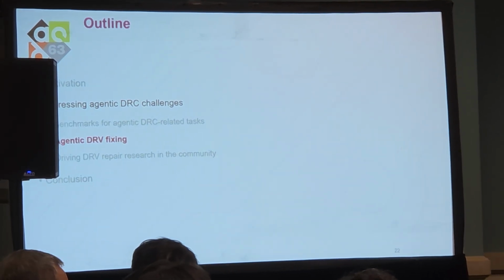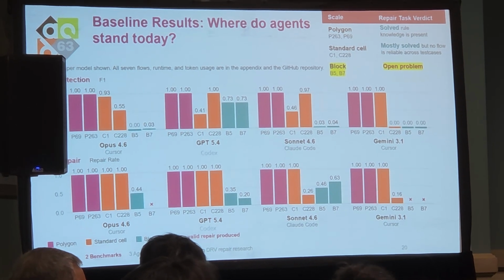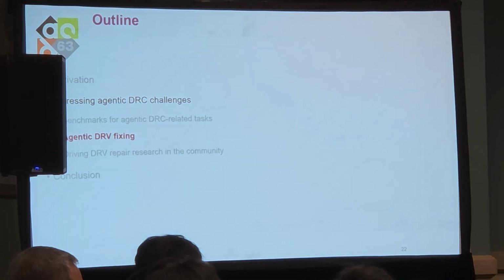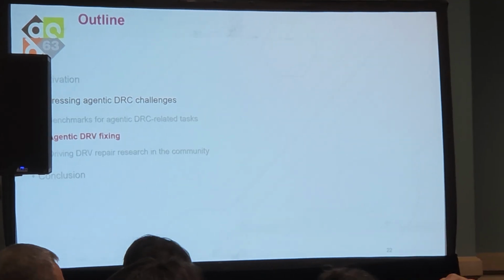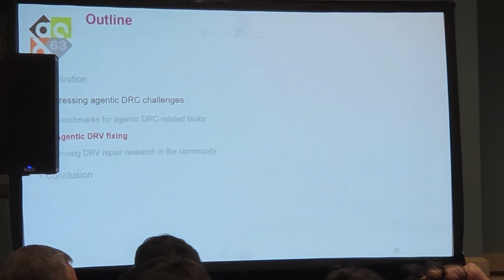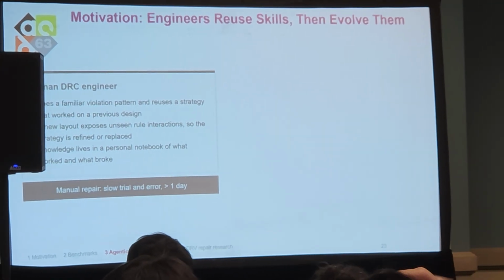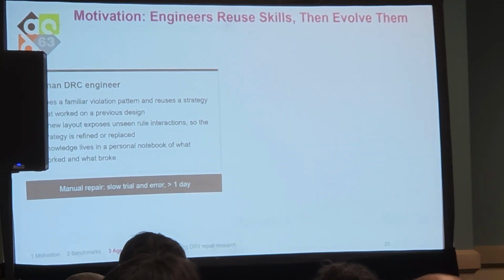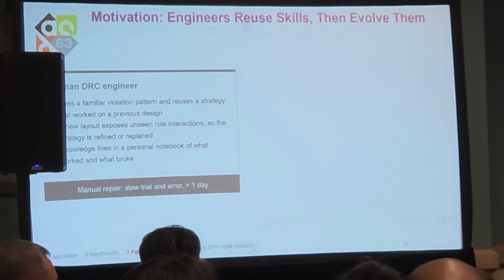So part 2 of our talk is motivated by the fact that the block level is still a problem. Part 2 is Evo DRC, which is our approach to fixing these block level DRC violations. Our approach is motivated by the way human engineers fix layout violations. They reuse strategies that worked before, and they refine them when layout exposes a new interaction.